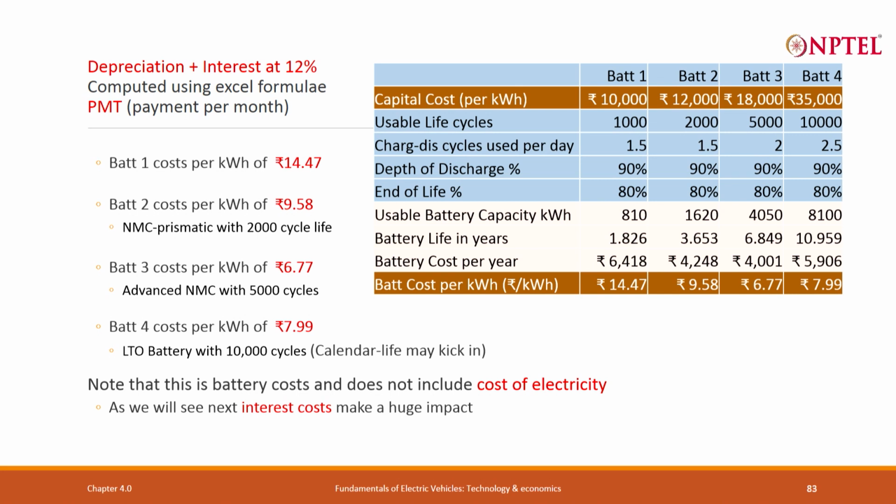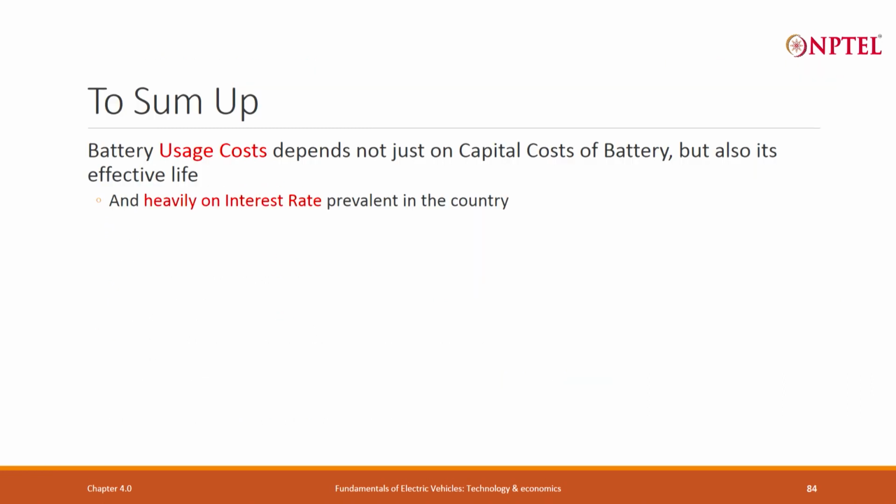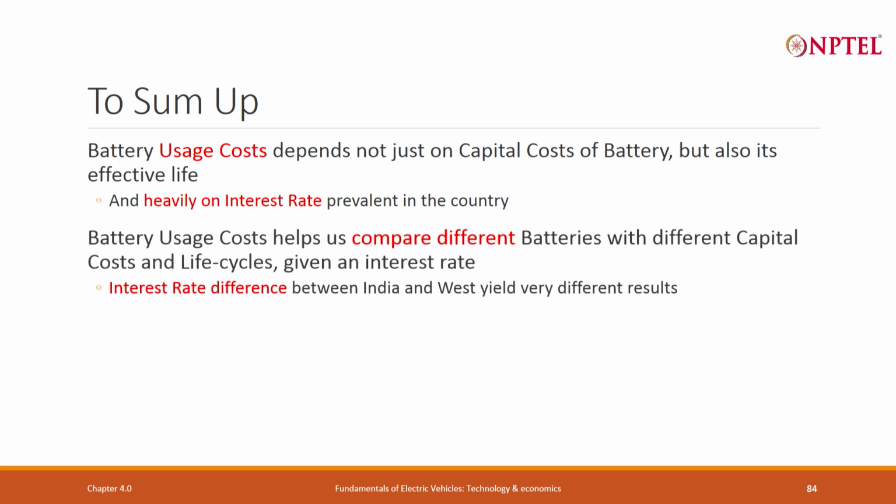Note that battery cost does not include the cost of electricity, and we will see next that interest cost makes a huge difference. Well, we have already seen that in the earlier slide. Battery usage cost depends not just on the capital cost of the battery, but also its effective lifetime, which depends heavily on the interest rate prevalent in the country. Battery usage cost helps us compare multiple batteries with different capital costs, life cycles and interest rates.